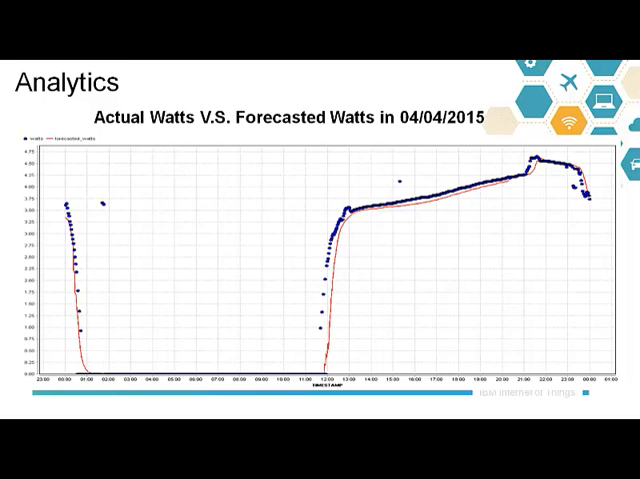Here's a chart which shows the predictive data compared against actual data. The blue dots represent the actual observed watts generated by the panel during April 4th. The red line models the prediction of watts during that day based on past data. So you can see that the predicted output in watts is very close to the actual numbers. This shows how accurate our model was.